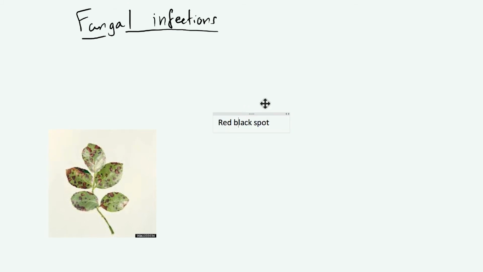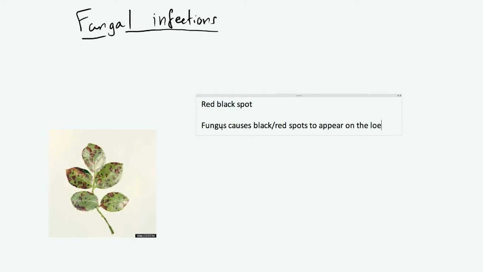All right, so red-black spot basically affects rose bushes, rose plants. And it causes, as you can see, these reddy, blacky, discolored spots on the plant. So the fungus causes black and red spots to appear on the leaves of rose plants. This eventually causes the leaves to turn yellow and fall off.